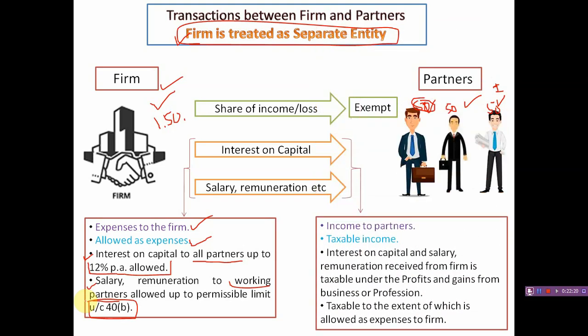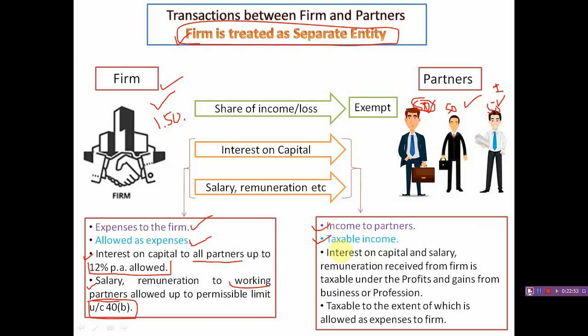Now see how these are treated in the hands of partners. First, these two are income to the partners. Interest on capital as well as salary remuneration are incomes to the partners. Second, these incomes are taxable income. It means such interest on capital or remuneration are taxable in the hands of partners.